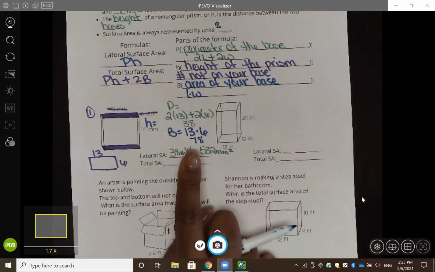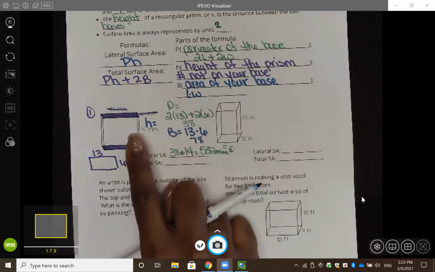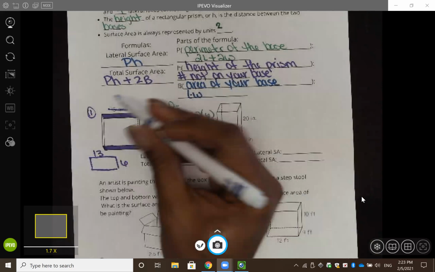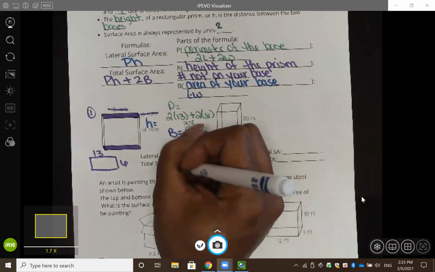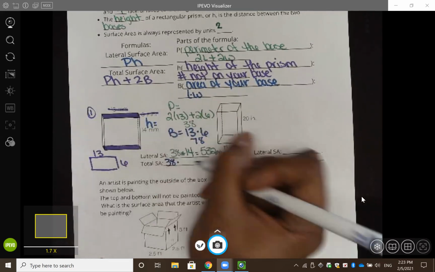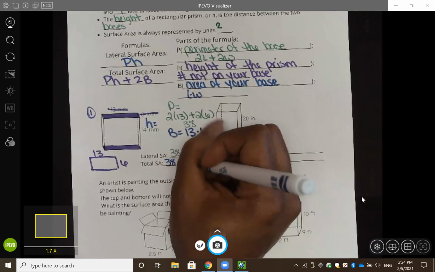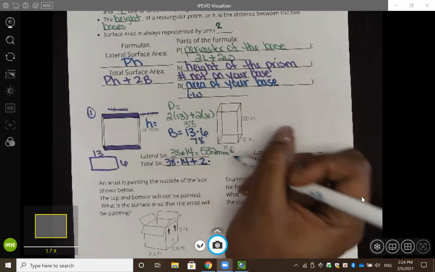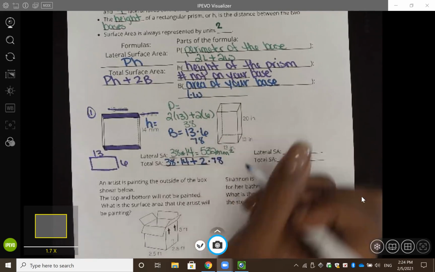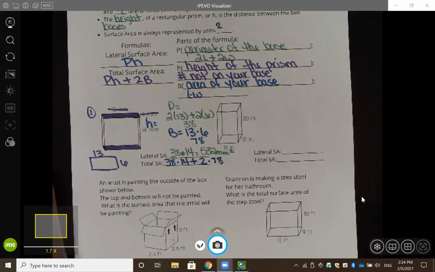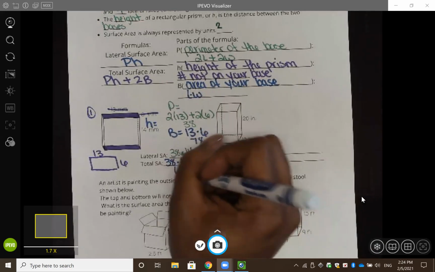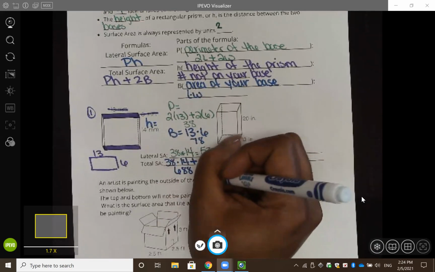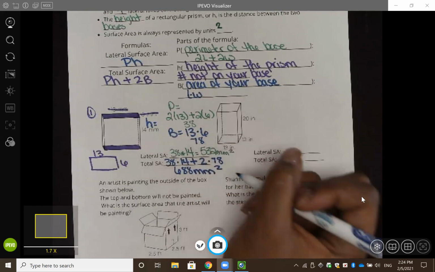So now that I know my big B, my perimeter, my height, I'm going to go ahead and plug everything in. So perimeter, which is 38, times my height, which is 14, plus 2 times my big B, which is 78. And when I put all that in, 38 times 14 plus 2 times 78 is 688 mm squared.